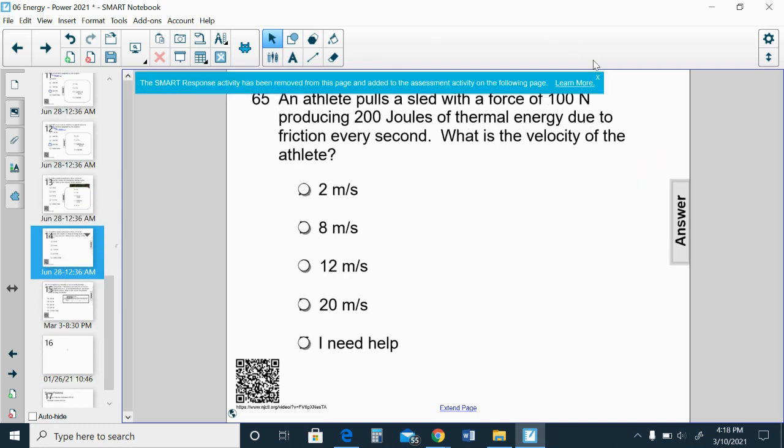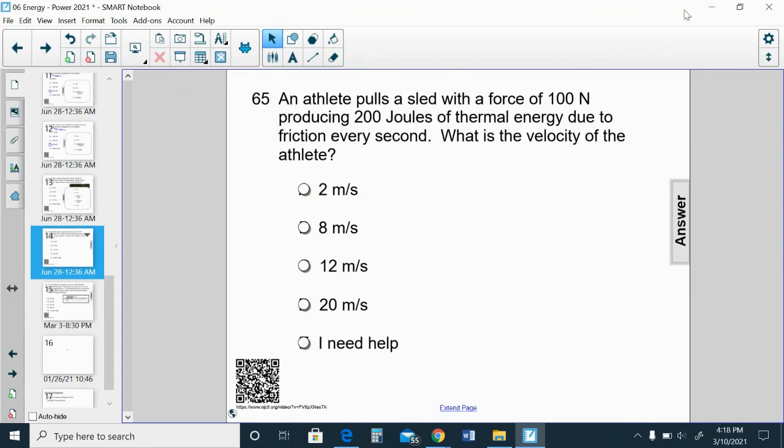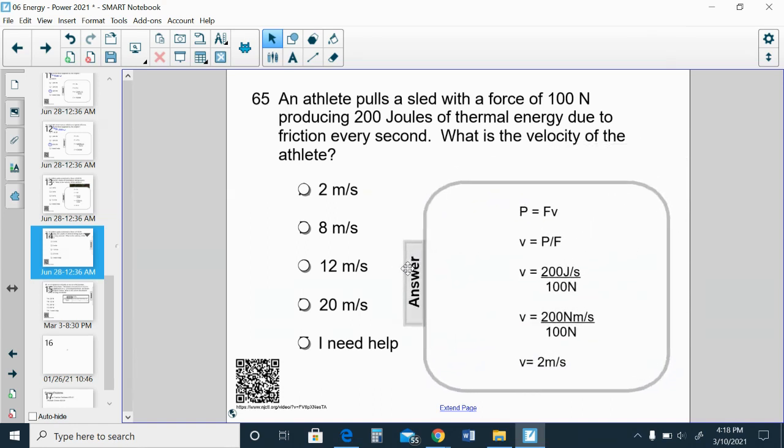An athlete pulls a sled with a force of 100 newtons, producing 200 joules of thermal energy due to friction every second. What is the velocity of the athlete? Again, for this, we have our power is equal to force times velocity. Velocity, therefore, is equal to power divided by the force. You take your 200 joules per second divided by 100 newtons, and you end up with 2 meters per second. So letter A.